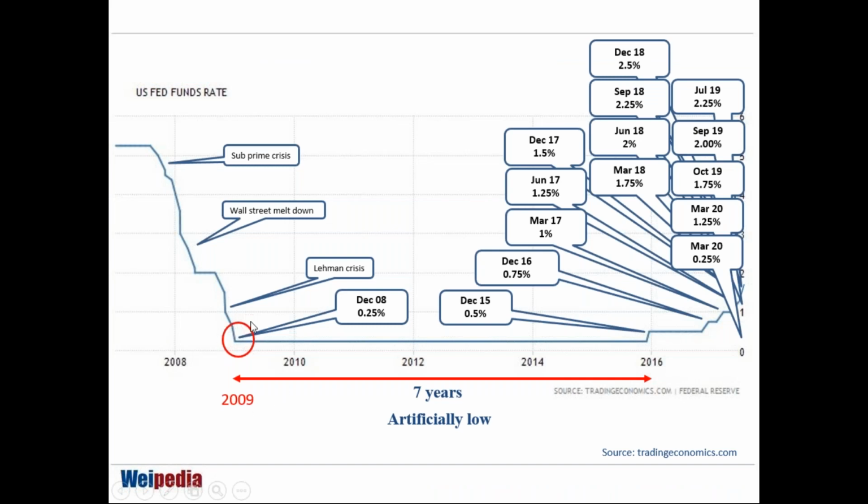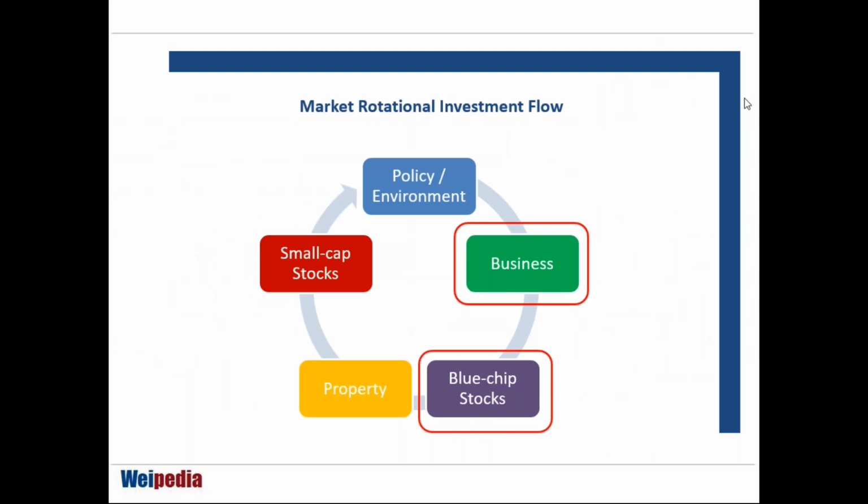In December 2008, the Fed reduced the interest rate to 0.25, the lowest ever, and it was unprecedented for 7 good years. And because the interest rate was very low, the stock market also rallied, then followed by the property market. Okay, so of course after that it went up, and now it's back down again because we have a big issue in the financial market. Now, so I still remember the flow. Policy followed by business and stocks, so they pick up. Okay, 3 months later they pick up.